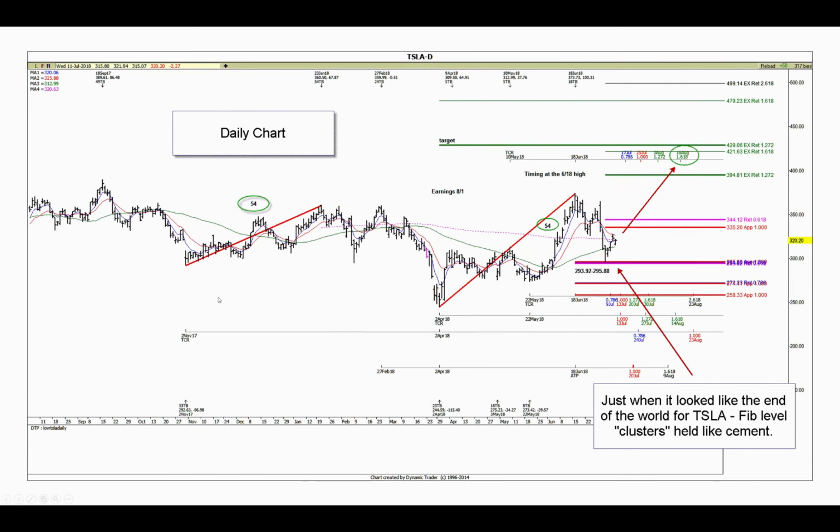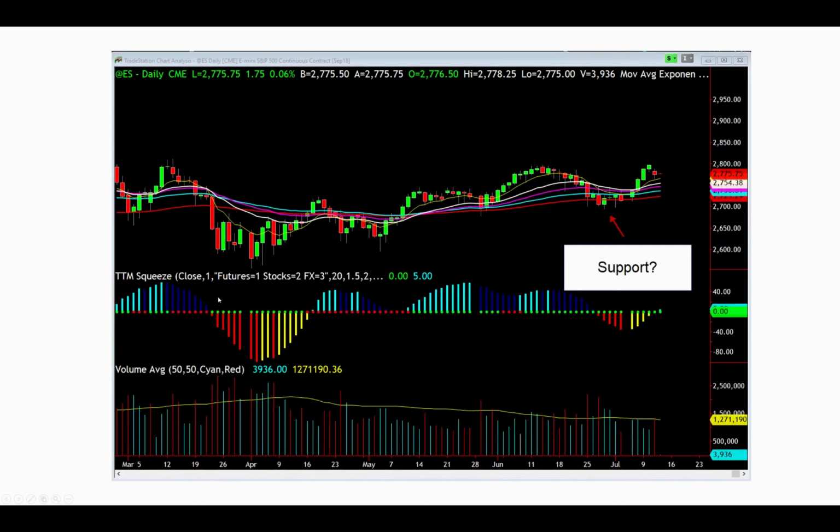So here's another chart here of the S&P 500, right? And it's like, all right, last week, the S&Ps were selling off. It's like, oh my gosh, what's going to happen? We're taking out all the key moving averages. There's not a squeeze. What's going to happen here?